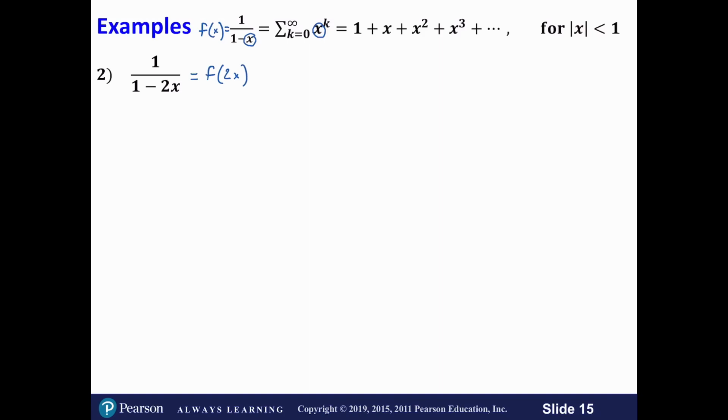So what we're doing is we're just going to replace it. So we know that this is equal to the sum from k equals 0 to infinity. Instead of x to the k, let's just write 2x to the k. This is our new power series. We're done. There's nothing more to do. This is the new power series.